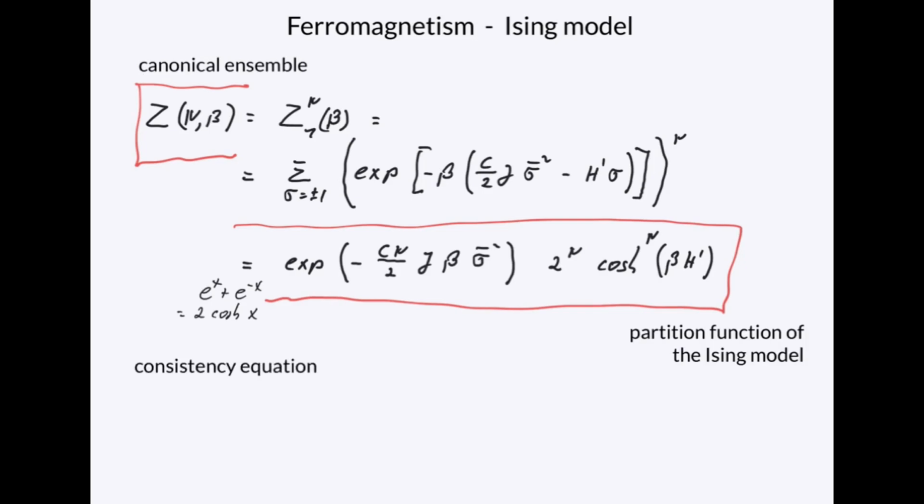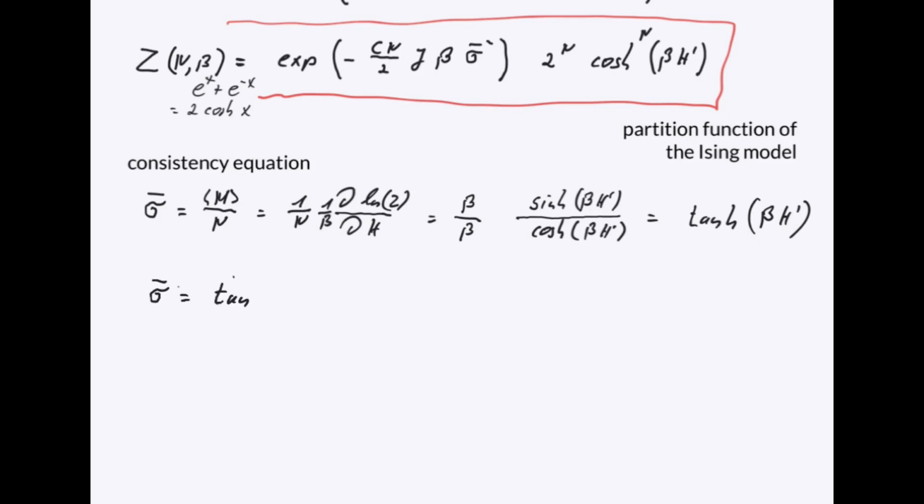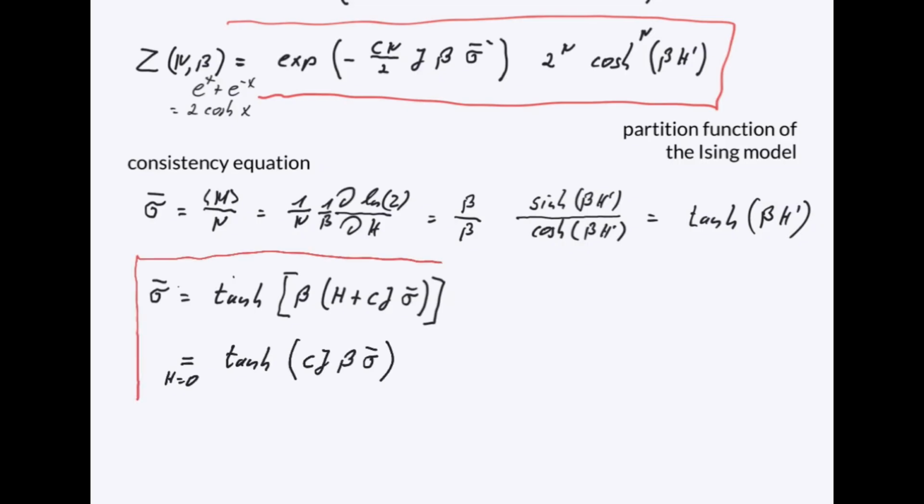Now, from the partition function, we can also derive the value of the mean magnetization. Sigma bar is equal to the mean magnetization divided by the number of particles, given by 1 divided by n times 1 divided by beta times the derivative of log Z with respect to h. Now, doing this derivative, we obtain the consistency equation, reading sigma bar is equal to tanh of beta times h plus cJ sigma bar, or for h equal to 0, sigma bar is equal to tanh of cJ beta sigma bar.